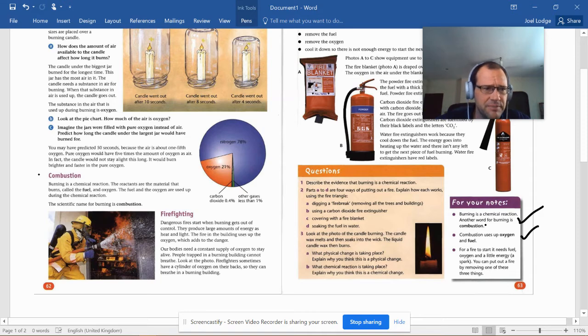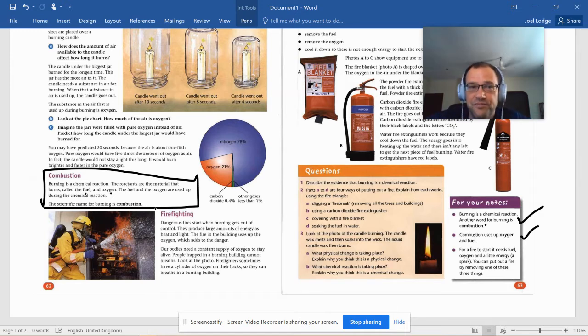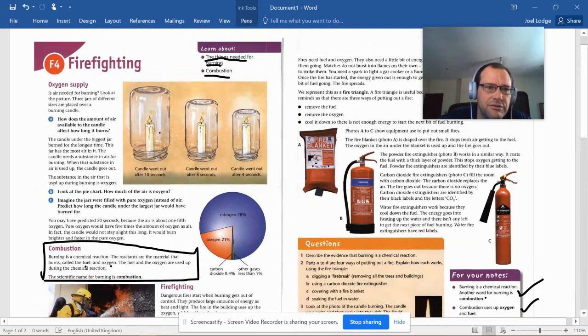Okay, so if we come over here to this paragraph, this is good to get in your notes. The reactants for combustion or burning are fuel and oxygen. And these are the things that are used up in that chemical reaction. So take this candle in the jar, for example. It's got air inside it. The candle is burning, it's combustion, so we need oxygen.